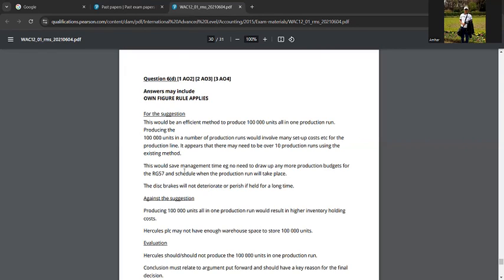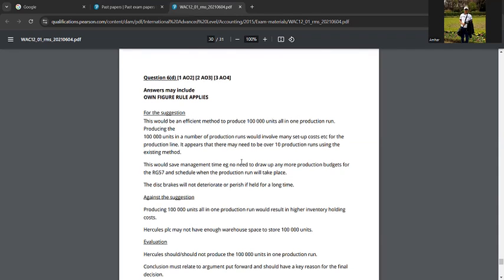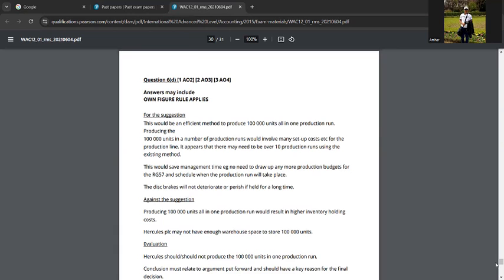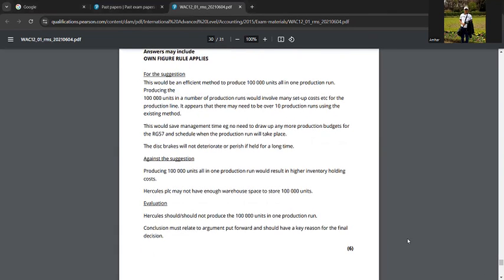So this would save them time, and also the disc brakes will not deteriorate or perish if held for a long time. So they can produce these 100,000 units in one batch and keep them for a long time because they will not perish or deteriorate. Did you understand this part? Yeah, understood that part. Against the suggestion, they are saying producing 100,000 units all in one production run would result in higher inventory holding cost. So lots of it, we have to produce, so we have to stock them.